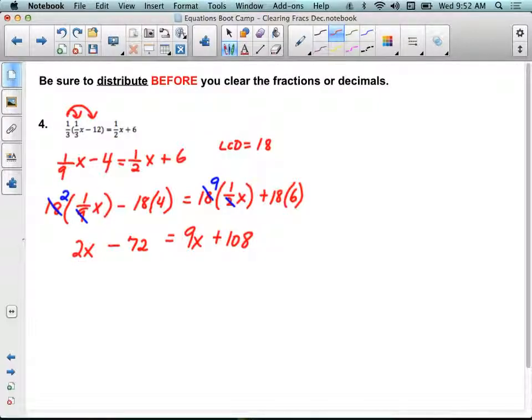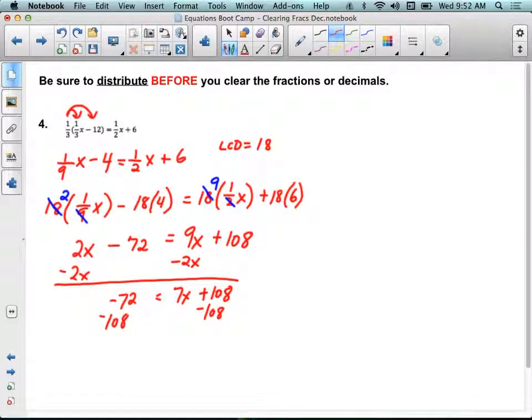This is now a slightly more complicated equation. It's not a two-stepper, but it's a multi-step equation. We see that we have variables on both sides, so we will subtract 2x from each side in order to get all the x's together. So I'll get negative 72 equals 7x plus 108. I'll now subtract the 108 because this is now a two-step equation. And I'll get negative 180 equals 7x. Last thing I'm going to do is divide by 7 and I'll get x equals negative 180 over 7. That cannot be reduced because 7 doesn't go into 180 and there are no common factors there.